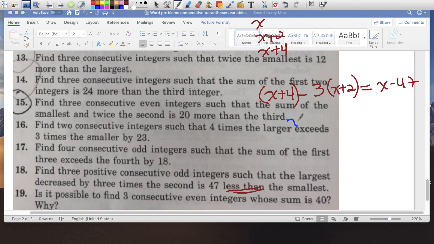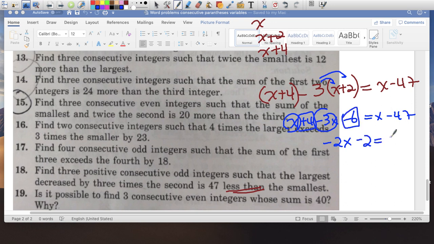So I'll remove the parentheses, x plus 4. This becomes minus 3x. And then this becomes minus 6 equals x minus 47. Let me combine the like terms. So this one and this one becomes negative 2x. Plus 4 minus 6 becomes negative 2, and then equals x minus 47. You can get rid of whoever you want. I'm going to get rid of the negative, so I'm going to add 2x on both sides.